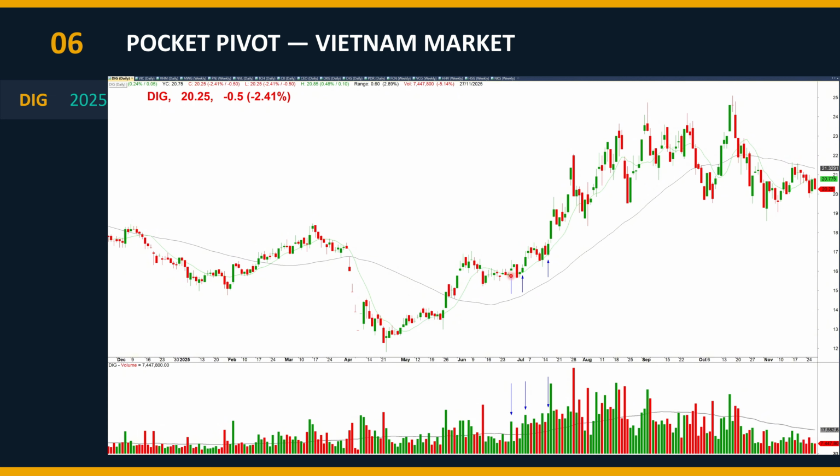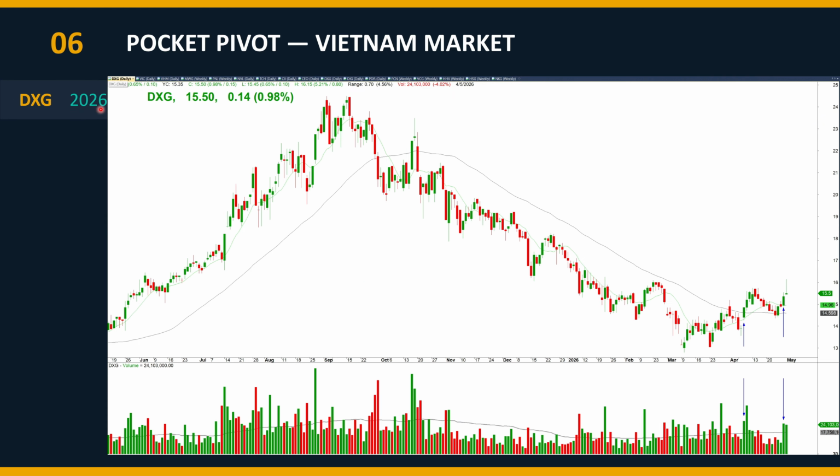The first pocket pivot session had a long upper wick, signaling selling pressure still present. DIG then had a shakeout on lower volume than the pocket pivot day. DIG then produced 2 new pocket pivots before the stock rallied strongly.